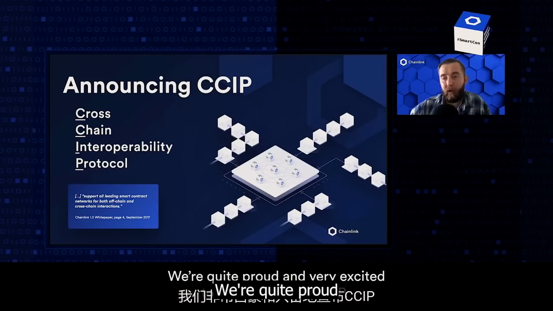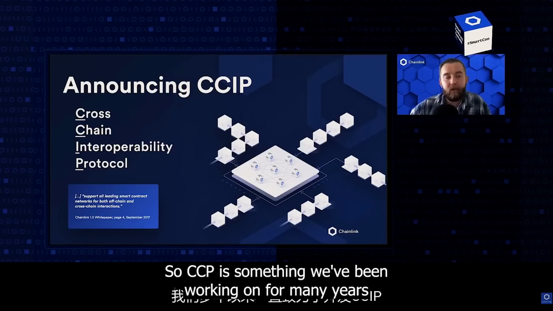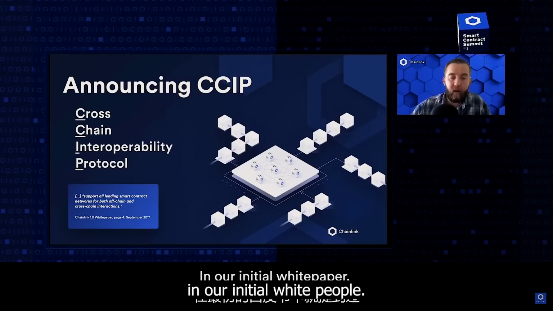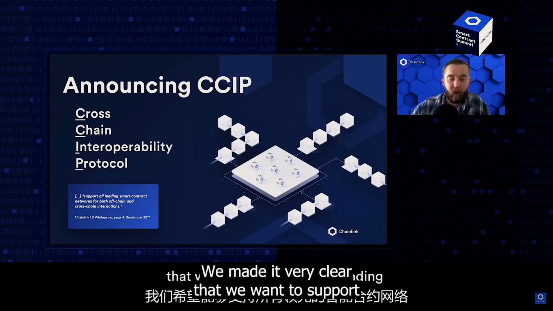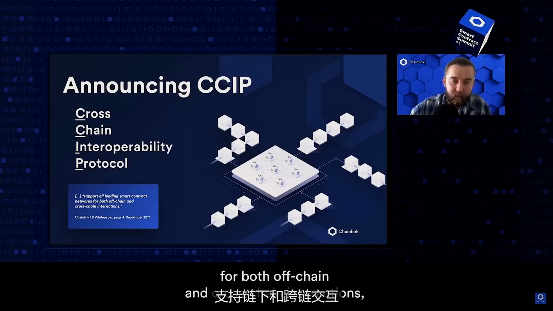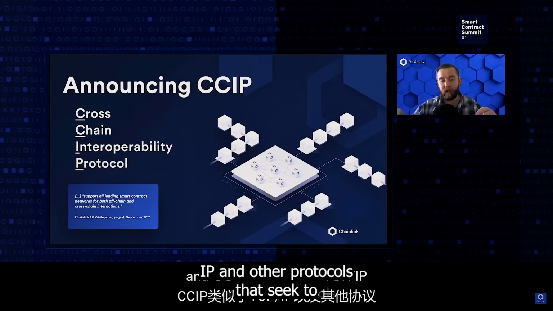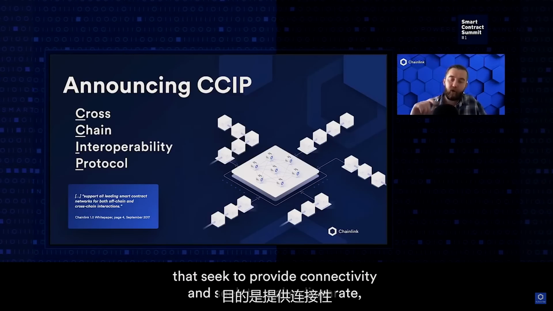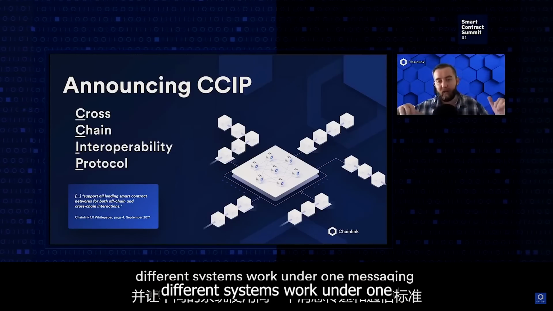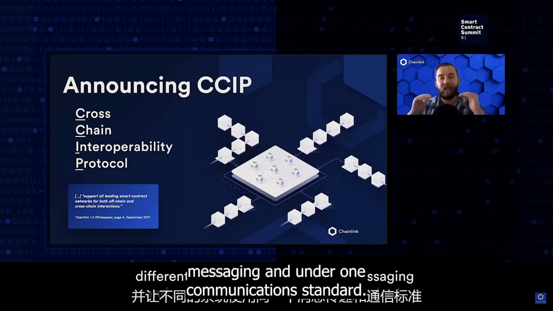We're quite proud and very excited to be announcing CCIP. CCIP is something we've been working on for many years. In our initial white paper, we made it very clear that we want to support all leading smart contract networks for both off-chain and cross-chain interactions. CCIP is similar to TCP/IP and other protocols that seek to provide connectivity and make disparate systems work under one messaging and one communications standard.